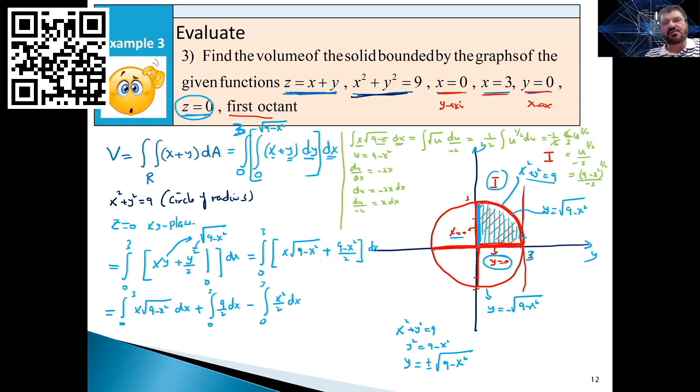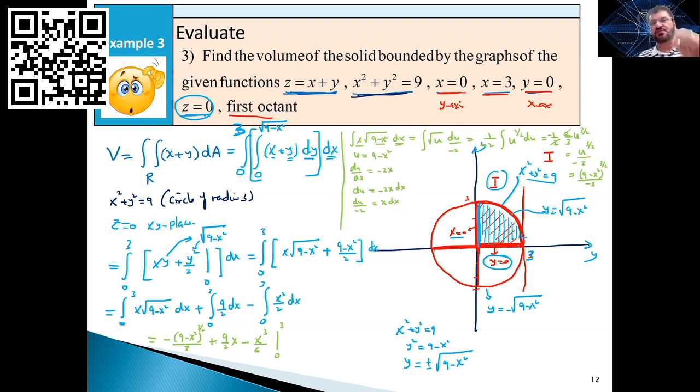So the answer for this one is negative (9 minus x squared) to the power 3 half divided by 3, plus, what's the integration of this one? 9 over 2 x, minus, what's the integration of x squared? It's x cubed over 3, but at the bottom there is 2, so it was 6. And this is from 0 to 3.